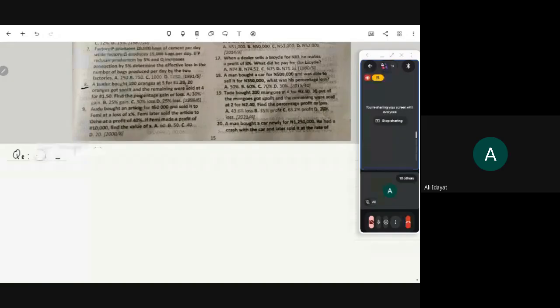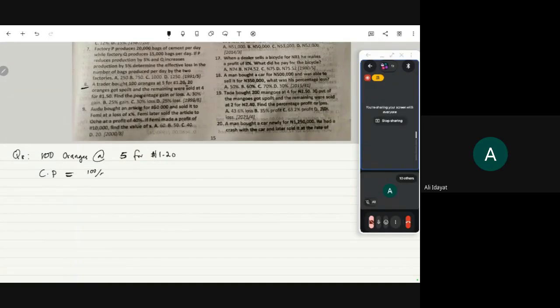Now, the orange costs, he bought 100 oranges at 5 for 1.2 naira. Now, the cost price is going to be how many 5 oranges? How many five groups can you see in 100? So you have to do 100 divided by 5. We can get 20 groups. So this 20, just multiply with the price. This 20 is standing for the 5 groups of 100. Do you understand? So that will give us 20 times 1.20. That will give us 24 naira. So I spent 24 naira to buy the 100 oranges.